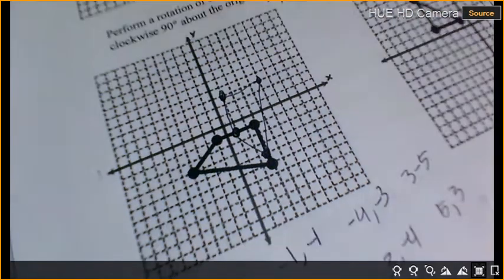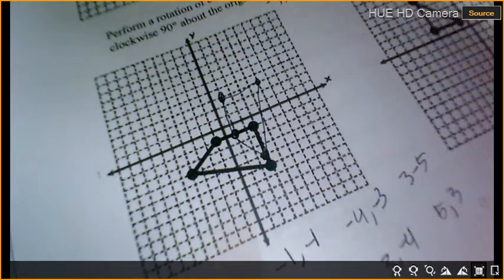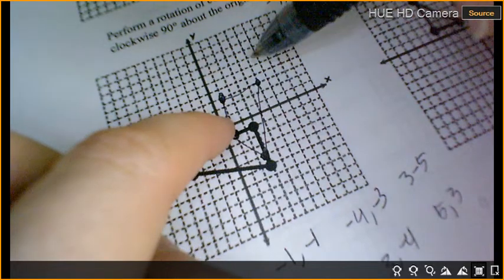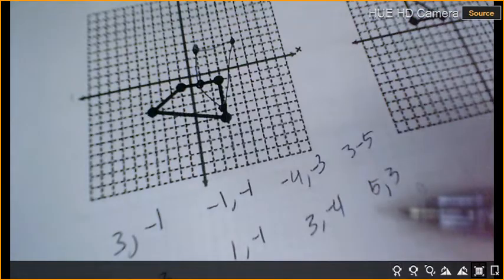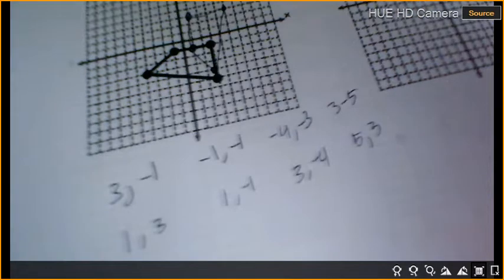Now, you do not have to do it this way. You could draw it and then move it, like I've seen people copy this on patty paper and then spin it. That's fine too. I find this way to be more accurate, but you guys can do it either way. So again, this went from x comma y to -y, x.